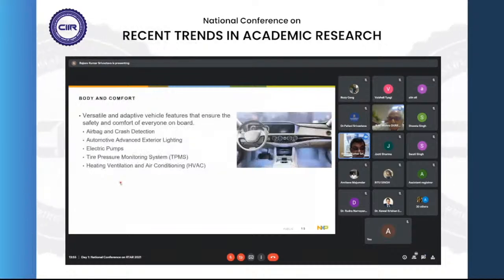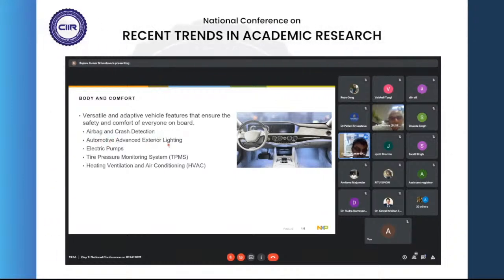Okay, then next one is body and comfort. So the most important thing is airbag and crash detection. So this is one of the key things. You must have seen a lot of advertisements showing that this car has so many airbags. And the good part is that whenever there is a crash, the airbags will open and it will protect you. And that's one of the very important things. And not only we, every automotive company spends a lot of money on this, because this is one of the key features, and everybody would like to have it.